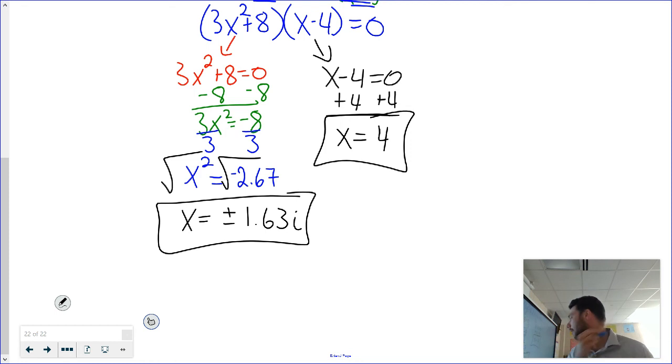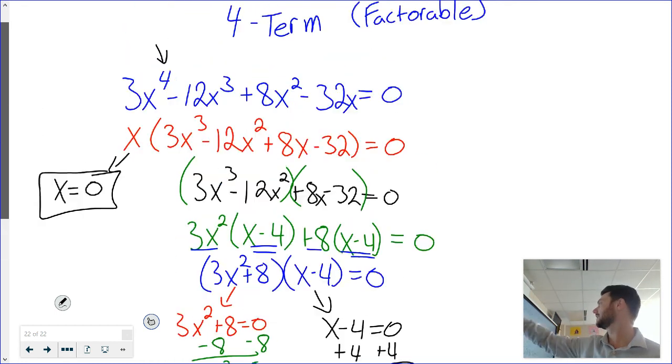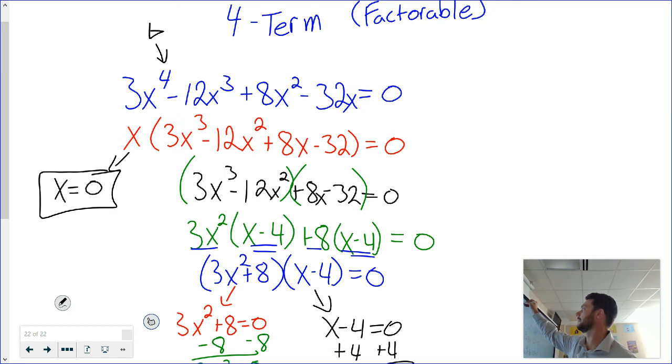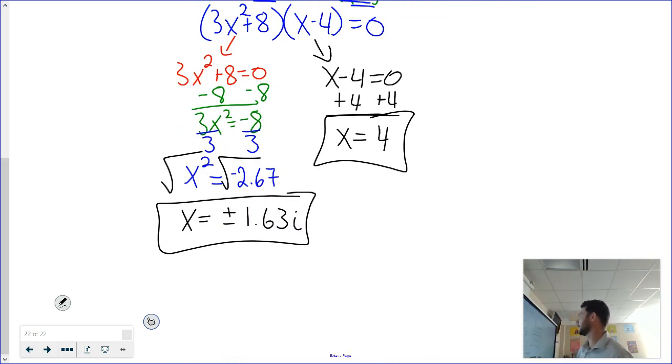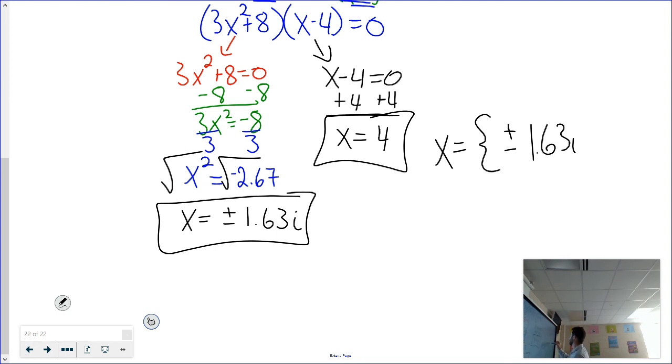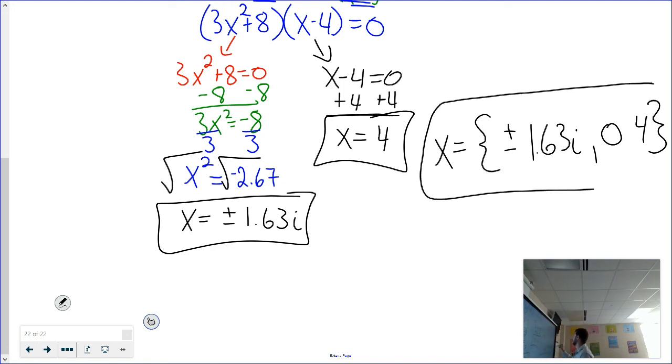Wow, so there's a lot going on here. So let's double check and make sure that we have all of our answers. How many did we expect to see? Well, at the beginning, we expected to see 4 here. So I have x equals 0, that's 1. I got a plus or minus here, that's 2, 3, and then 4 is cool. So x equals plus or minus 1.63i, 0, and 4. Those are all my values.